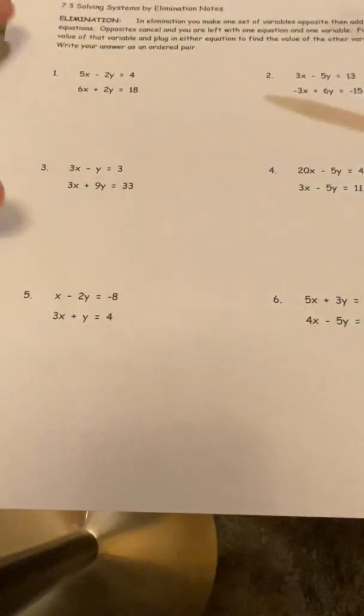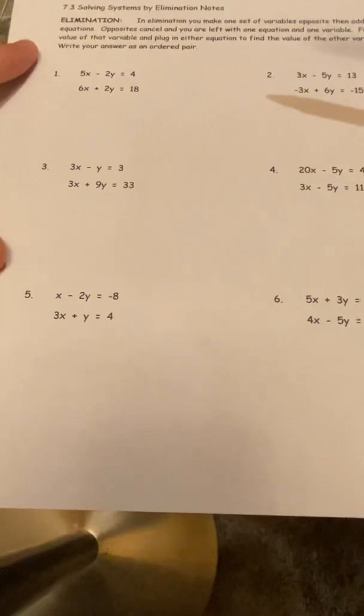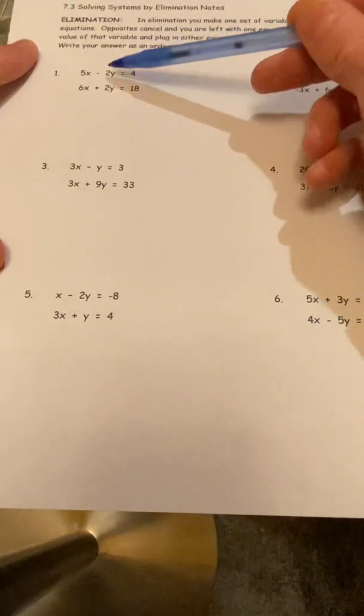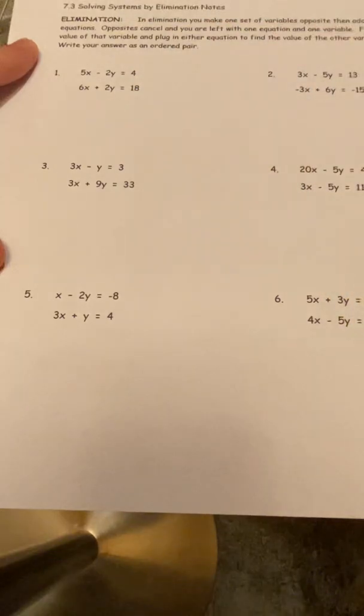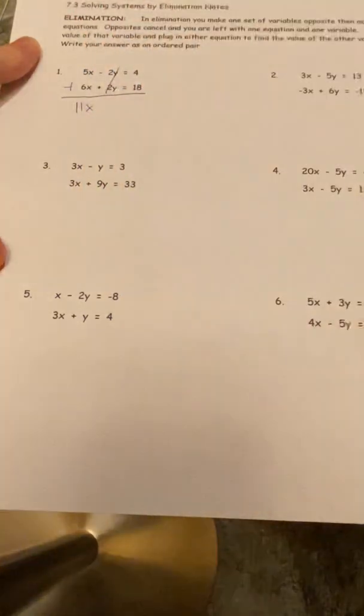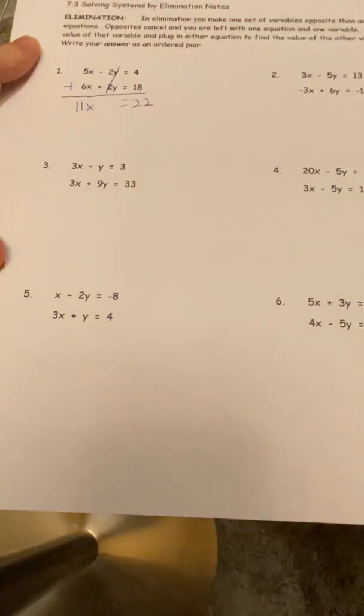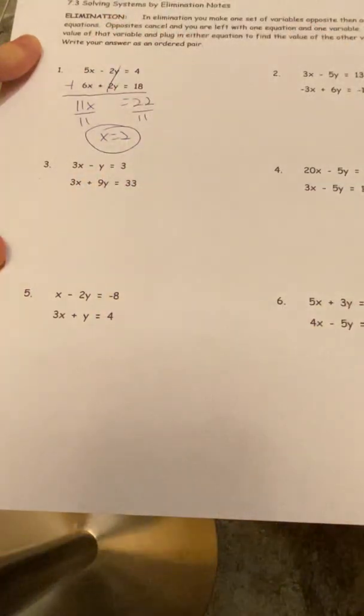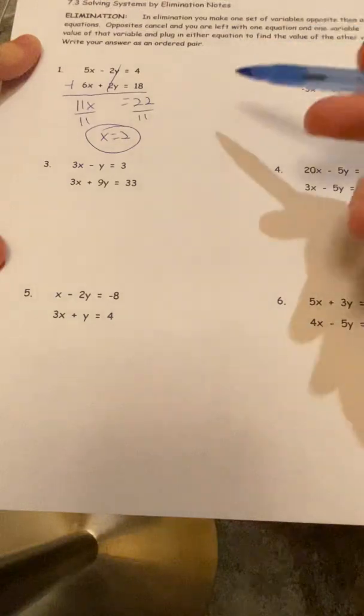So now, examples 1 and 2 are probably two of the easier ones where when you look at it, I've got a negative 2y and a positive 2y. You can just go ahead and add those two equations as is. So you get 11x, the 2y's cancel, 4 plus 18 is 22, and then you divide by 11, and x is 2. Now, as we said, normally you get your solution, you're done.